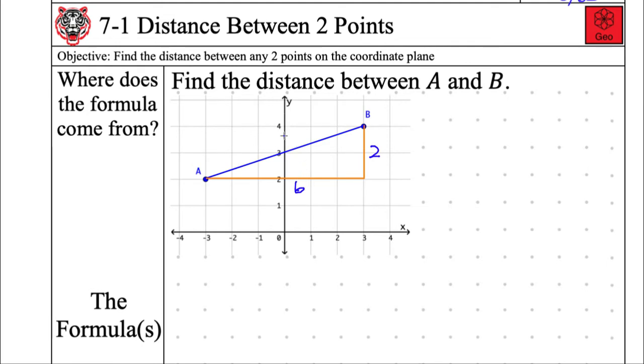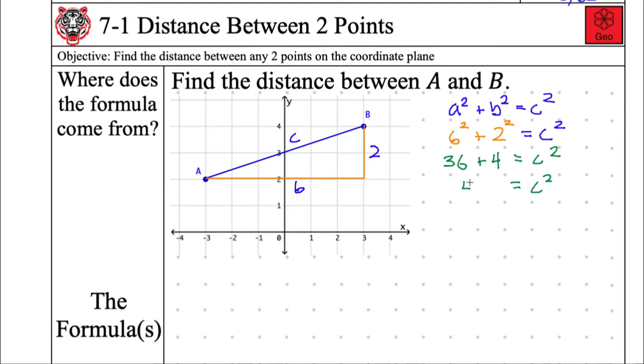And now I'm using the Pythagorean Theorem. So I have leg squared plus leg squared equals hypotenuse squared, or a squared plus b squared is equal to c squared. Plug it in: we're going to do 6 squared plus 2 squared, and that's going to be equal to c squared, if I call this hypotenuse c. From there, simplifying, 6 squared is 36, 2 squared is 4. That's still equal to c squared, and therefore c squared is equal to 36 plus 4, which is 40.